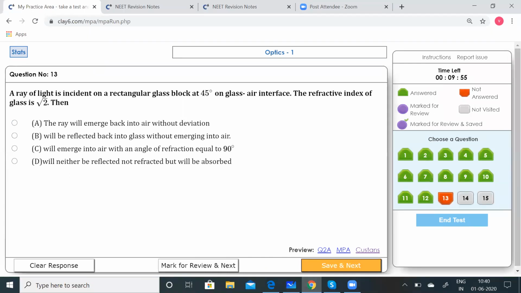A ray of light is incident on a rectangular glass block at 45 degrees on the glass-air interface. The refractive index of glass is √2. Then the ray will emerge back into the air without deviation, will be reflected back into the glass without emerging into the air, will emerge into the air with an angle of refraction equal to 90 degrees, or will neither be reflected nor refracted but will be absorbed. All right, let us quickly calculate this and find out the result.